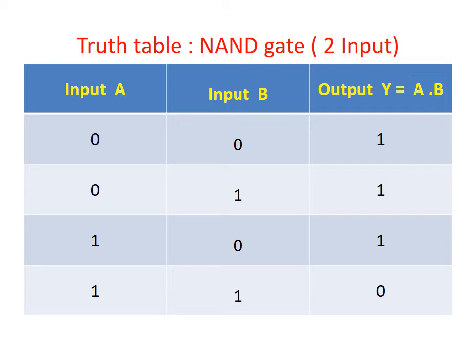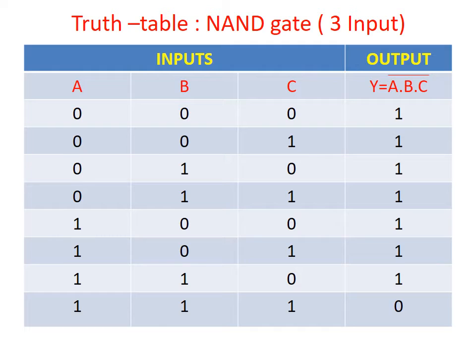It is the truth table of NAND gate. Inputs are A and B and the output Y is equal to A dot B, whole bar. If all inputs are 1, then the output will be 0. Otherwise the output will be 1. In short, if any one input is low, output will be high. If all inputs are high, the output will be low. This is the 2-input NAND gate.